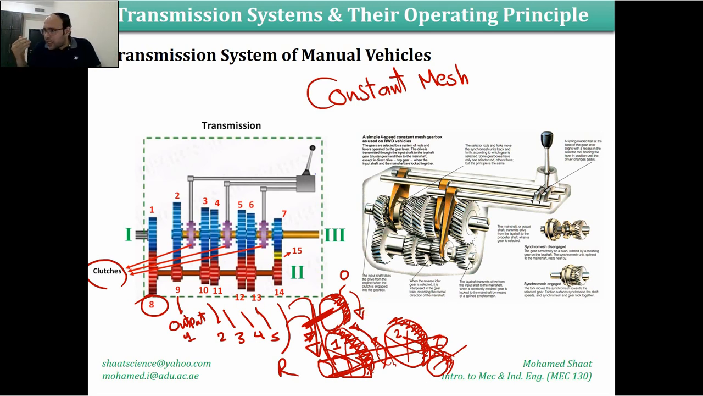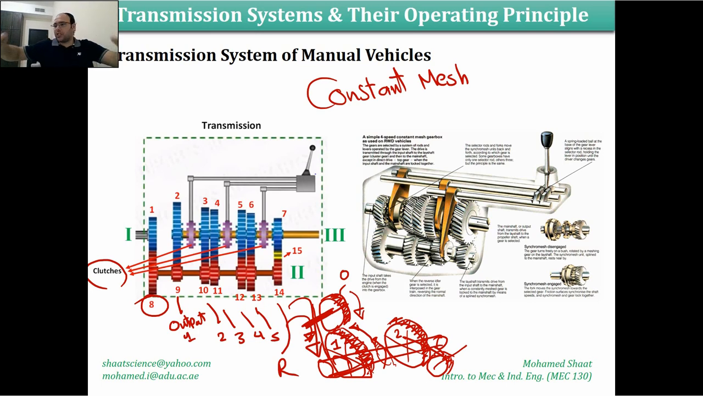The lowest speed, the smallest speed, is known as the first gear. The first gear is the lower speed and the highest torque. All the time, the speed and the torque have an inverse relation. If the speed is decreasing, the torque is going to increase, and vice versa.